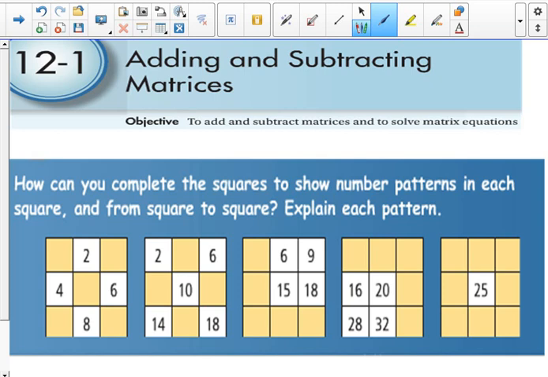Okay, so we're starting a new chapter today. Chapter 12 is all about matrices, and this is our final chapter in the book. We're going to start off with adding and subtracting matrices. You'll find this section really simple and easy, hopefully. Okay, so 12-1 is about adding and subtracting matrices.